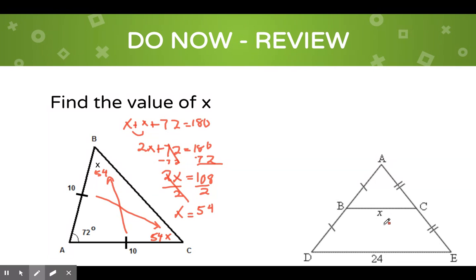Okay, here, this is our mid-segment. Remember we said mid-segments are half the length of the third side that it's parallel to. We see that these two are parallel to each other. So to find x, we just divide this by 2. 24 divided by 2, that means over here x must equal 12. That's it. There's some review.